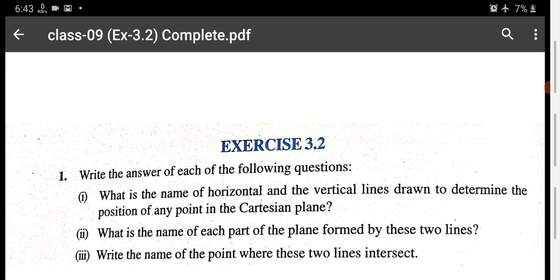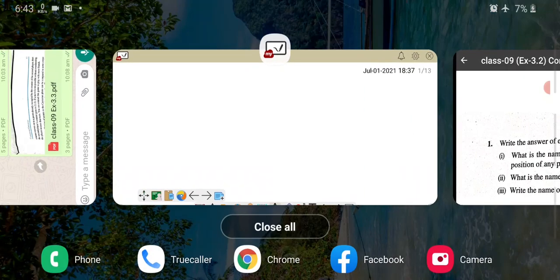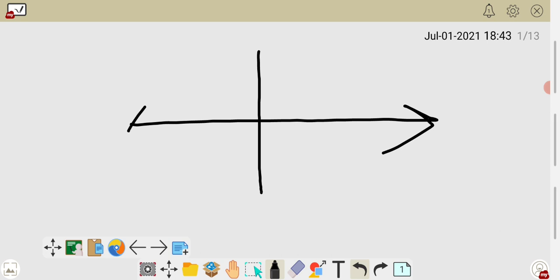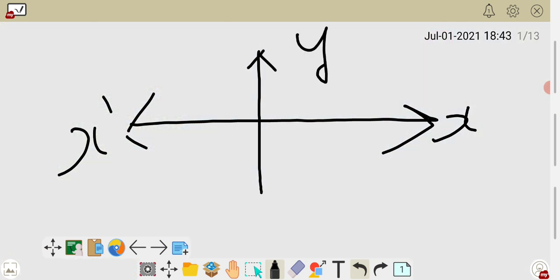Before we start this exercise, first we have to revise some basic concepts. As I told you in previous classes, we have two axes. This one is known as vertical. This one is known as horizontal. Horizontal is known as what? X-axis. X and X dash. For X we take positive values, and for X dash we take negative values, and here Y and Y dash. And this intersection point is known as what? Origin, and the coordinate of the origin will be 0 comma 0.